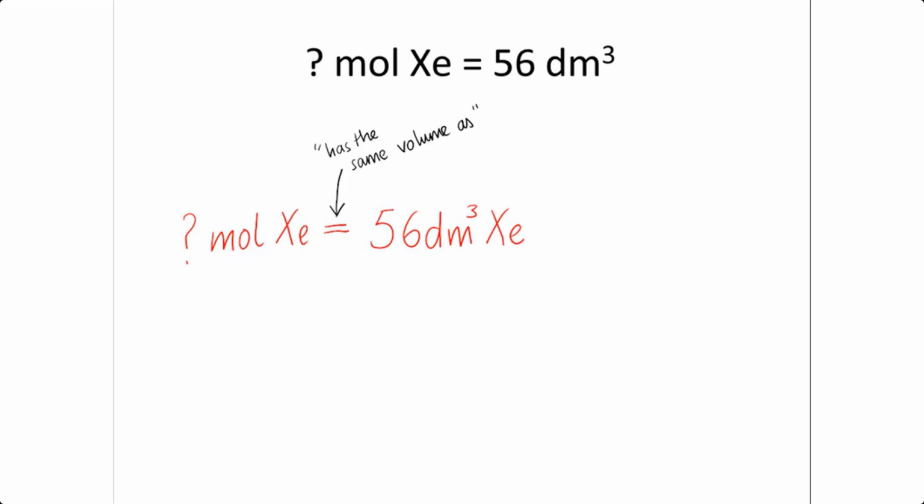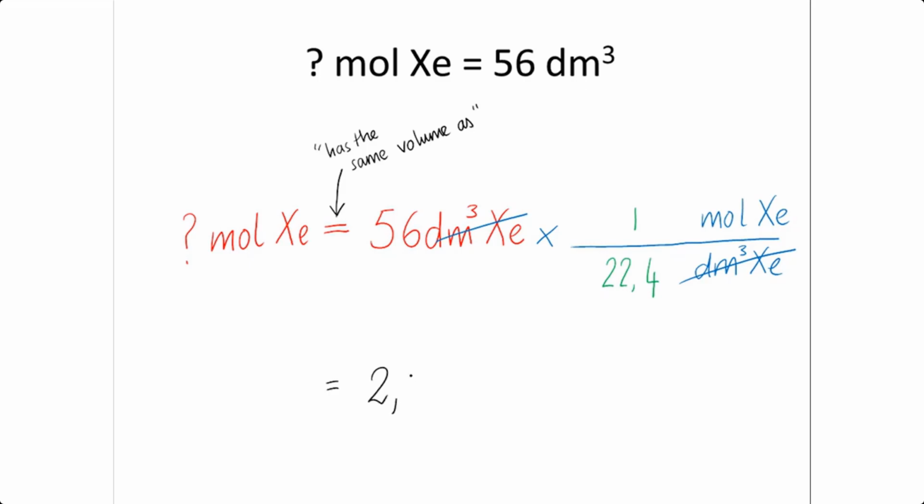To find the answer, we need to multiply by a unit factor such that the bottom of the fraction gets rid of our given unit, decimeters cubed xenon, and the top of the fraction introduces our required unit, moles xenon. We know that 1 mole of xenon has a volume of 22,4 decimeters cubed as long as it's at STP. And so our question becomes 56 divided by 22,4, which is 2,5. Cancel off the decimeters cubed xenon and we're left with moles xenon.